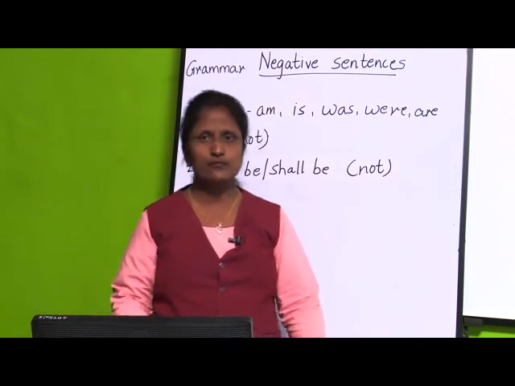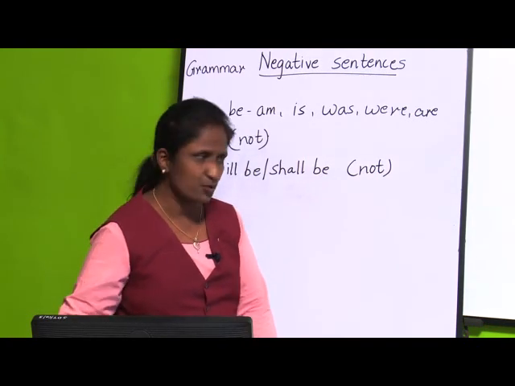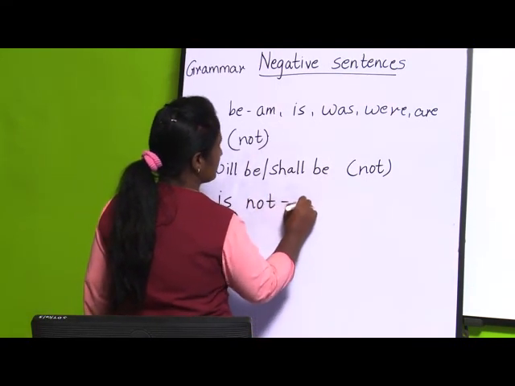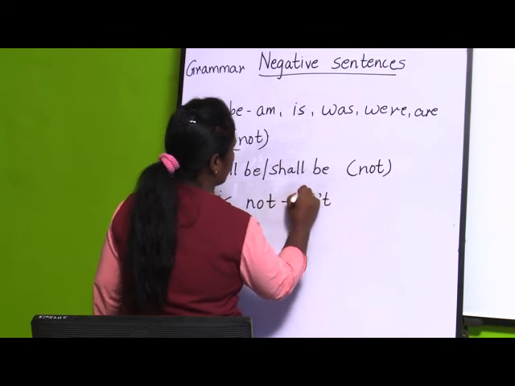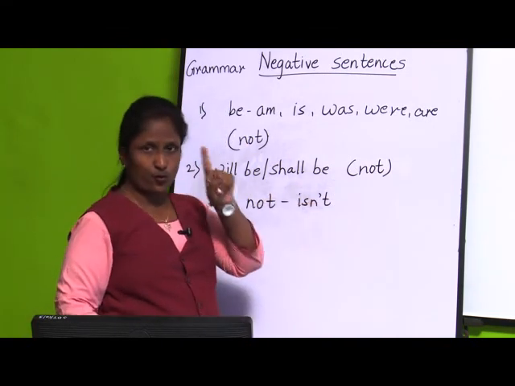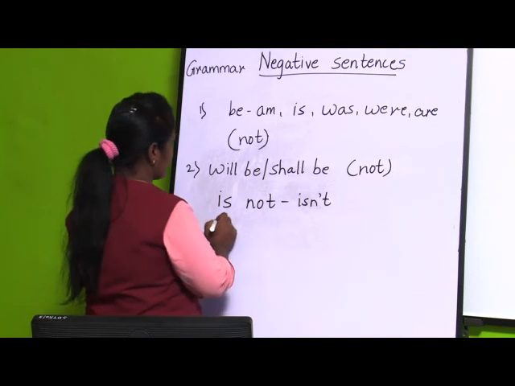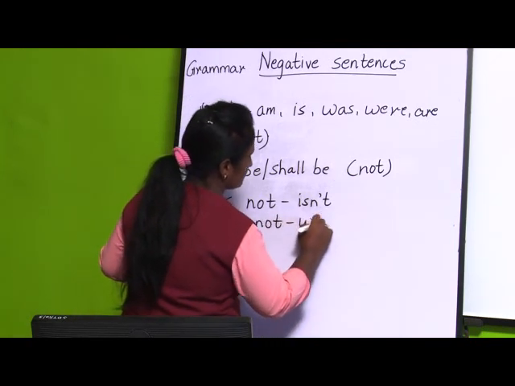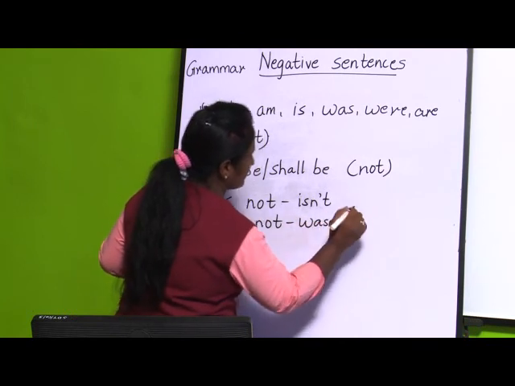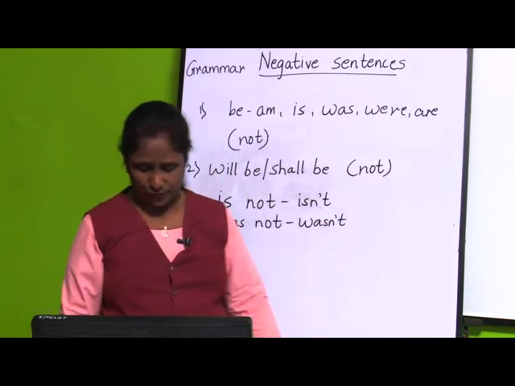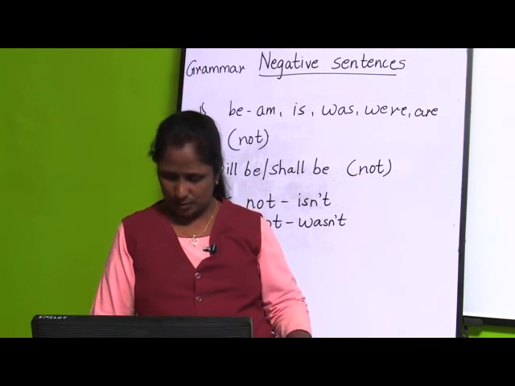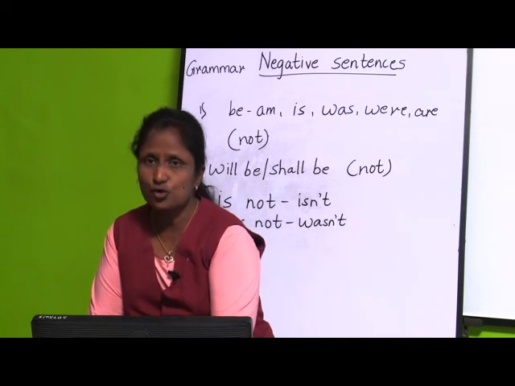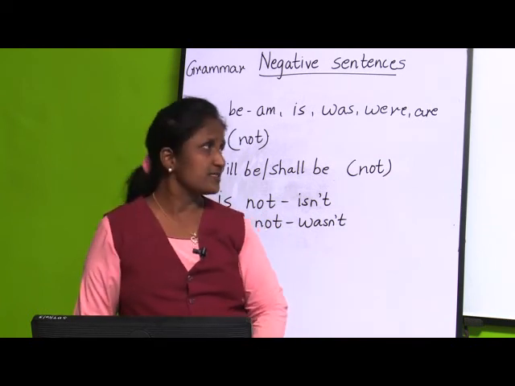Also children, we know we use the short forms also, like is not. For is not, what is the short form? Isn't. This apostrophe indicates that letters are left out. Then was not, wasn't. So these are the short forms like I am not, will not, won't, then shall not, shan't. These are the short forms of these verbs.